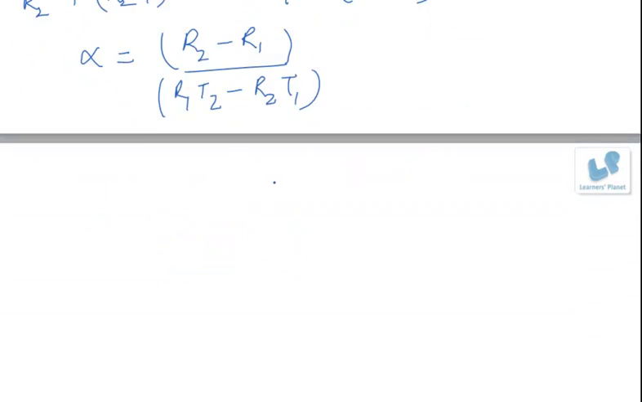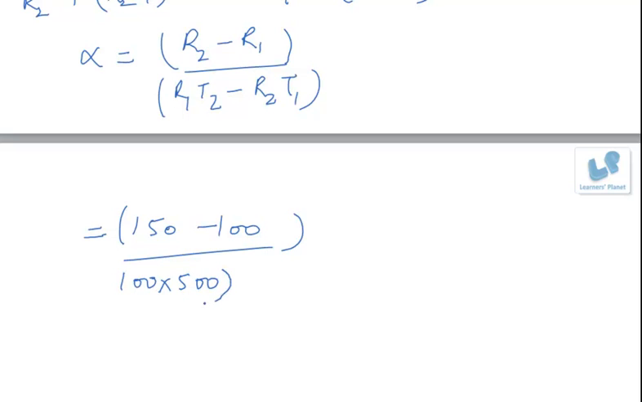Okay, now the given values are R2 is 150, R1 is 100. Okay, and the temperatures are: R1 is how much? 100, temperature is 500 Kelvin, minus R2 is 150 and temperature is 300.